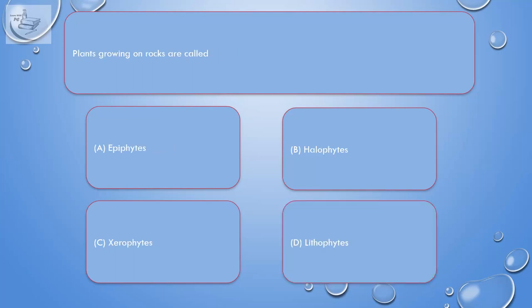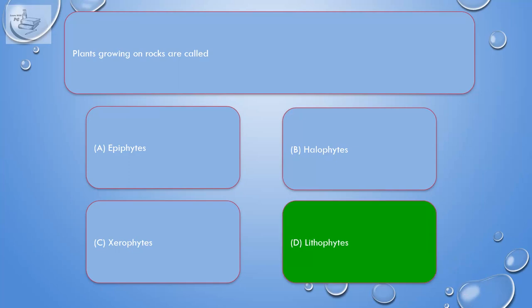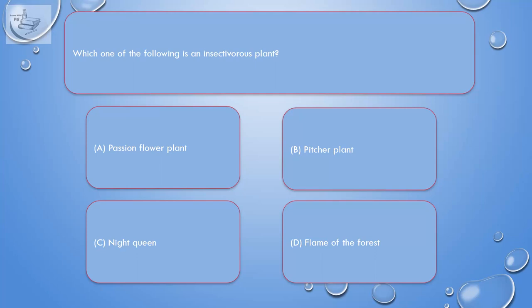Question: plants growing on rocks are called A. Epiphytes, B. Halophytes, C. Xerophytes, D. Lithophytes. Correct answer is D. Lithophytes. Question: which one of the following is an insectivorous plant? A. Passion flower plant, B. Pitcher plant, C. Night queen, D. Flame of the forest. Correct answer is B. Pitcher plant.